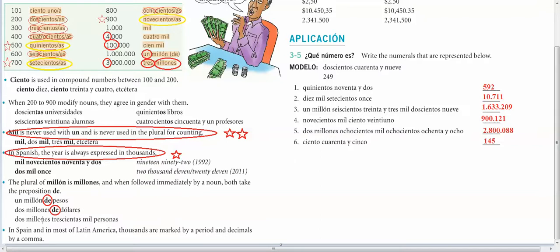But if you're just saying like 2,300,000 personas, you don't. It's only when millón is immediately followed by a noun. So if millón is what you're writing next to the noun, you're going to put the de. If you're not writing it, like here, 2,300,000, I don't need to put the de. So only if millón is going right next to the thing of which I have a million of, I'm going to need to put the de.